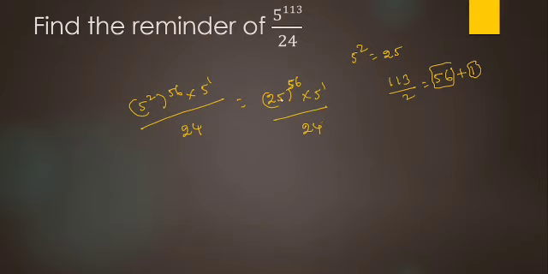Now this 25 is 1 more than 24. So we will write it as 1 to the power of 56 into 5 to the power of 1 divided by 24. So the remainder is 1 to the power of 56, which is 1. 1 into 5 to the power of 1 is 5. So 1 into 5, the answer is 5, is the remainder. So 5 is called the remainder in this case.